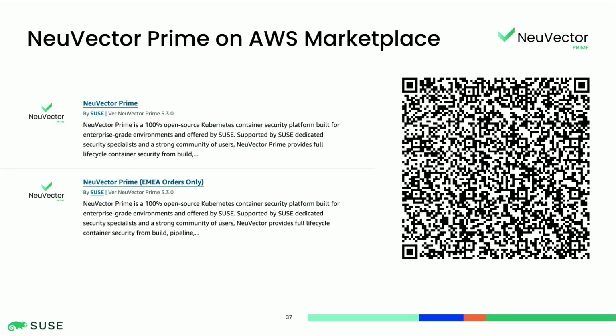We've got 2 listings. But why is that? Geographic tax reasons, right? Yeah, that's an important part. So choose the correct listing based on your billing account, and then deploy wherever you want.